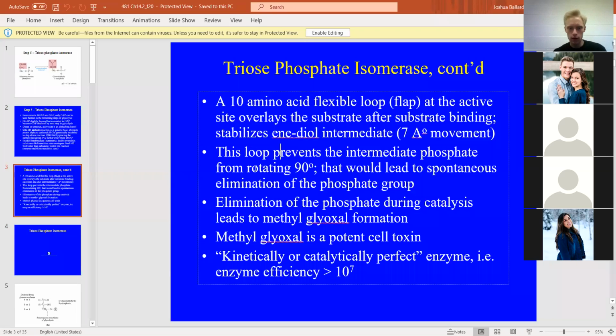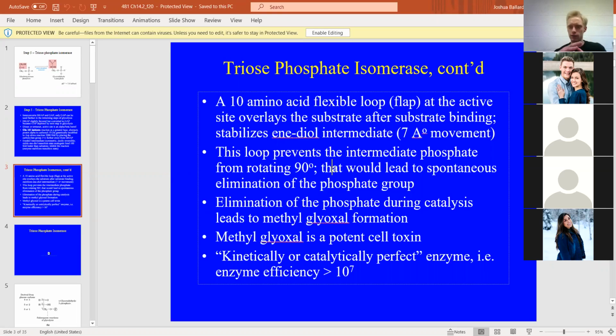This is good to know as far as triose phosphate isomerase. This is another special feature: a 10 amino acid flexible loop or flap at the active site overlays the substrate. The substrate goes into the alpha-beta barrel, which is the active site, and then this flap overlays the substrate. The purpose of this is to stabilize the enediol intermediate.